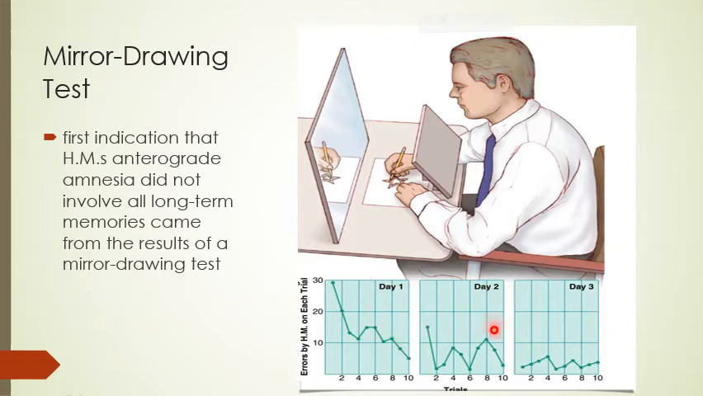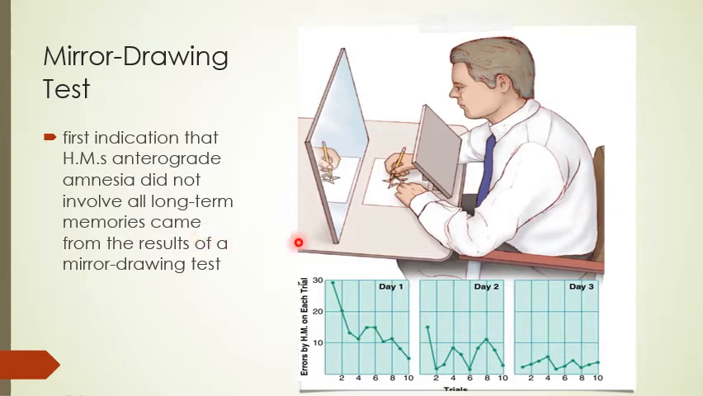And the next day, day 2, still nagkaubos ang error. Okay, so kuha na lang siya, around 5 na lang, and then the next trial for day 2, wala na error, and so on. And on day 3, still nag-improve iyang performance. So what does this imply? This is the first indication that HM's anterograde amnesia did not involve all long-term memories, which came from the result of the mirror drawing test. So meaning dili tanang aspects of long-term memory was affected in HM.